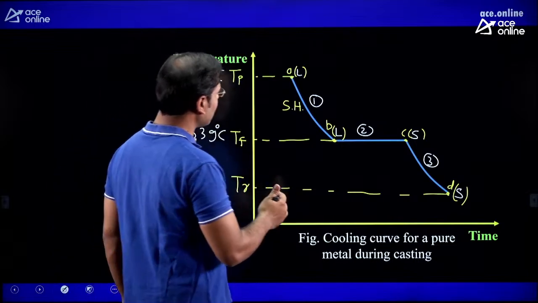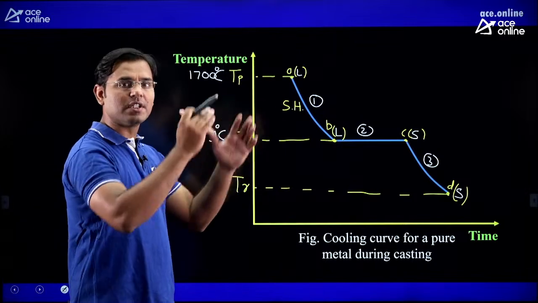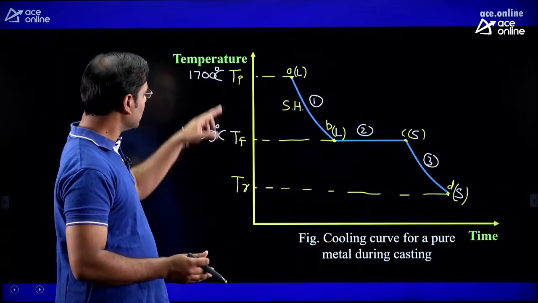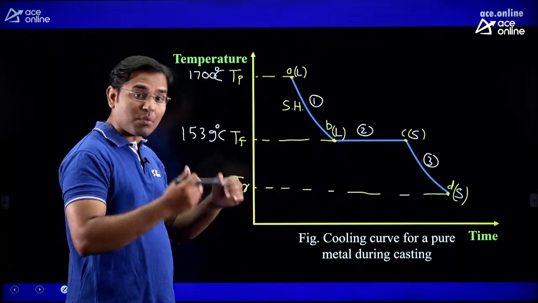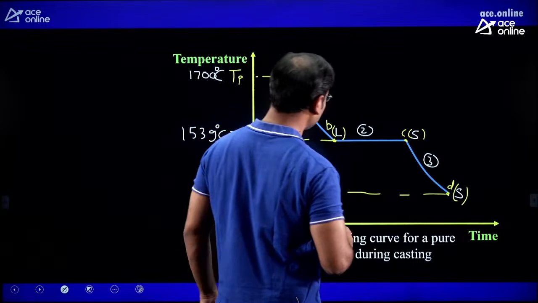Now what is the sensible heat loss? The phase remains the same, but the temperature is going to change. There is some loss in heat, and that's why the temperature is going to reduce. Then this is the sensible heat loss.